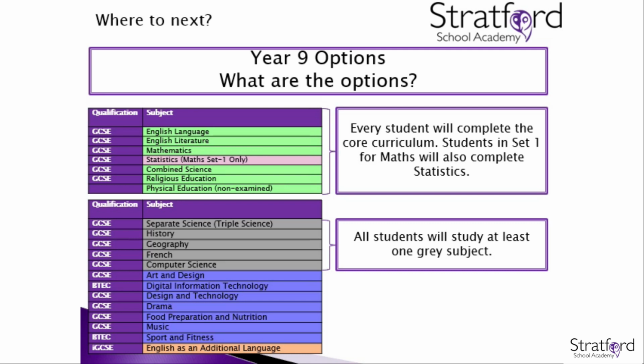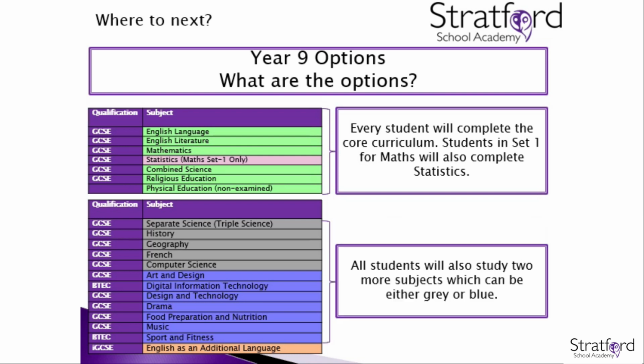Now, the options. We've broken down the options into grey subjects, blue subjects, and an orange subject. Every pupil must select at least one grey subject. So this is a choice between one of those 5 subjects that are there: separate science, history, geography, French, or computer science. That is your first option choice. Everybody must select at least one grey subject. Then, the rest of your curriculum will be made up of 2 more subjects, which can be either grey or blue. So, if you wish, you could select 1 grey subject and 2 blue subjects, or you could select 2 grey subjects and 1 blue subject, or you could select 3 grey subjects.